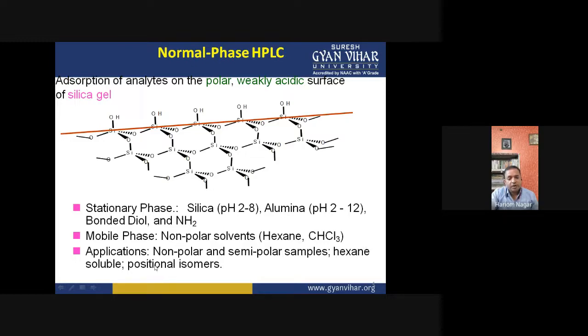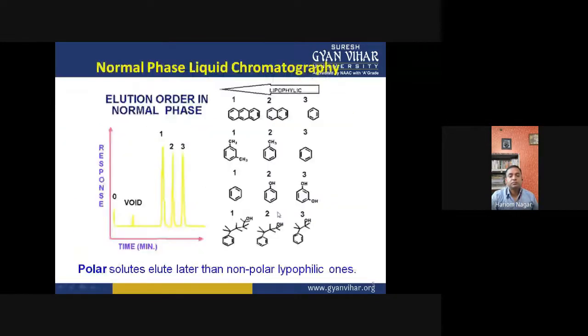like hexane soluble positional isomers. So those compounds which are soluble in hexane or in chloroform, like positional isomers, can be separated by using normal phase HPLC. For example, these are the following examples.